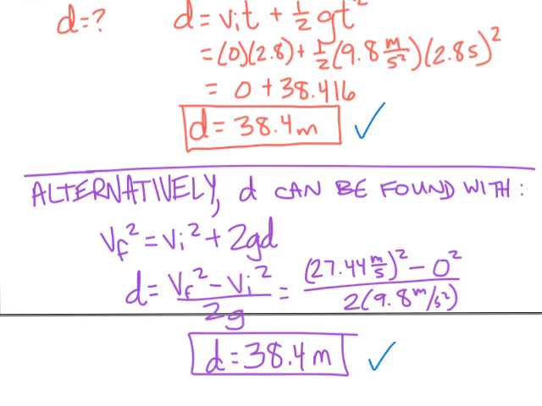So when you're taking your test, if you notice something like this and you have the extra time, go ahead and try both equations and see if your answers are pretty close together. It's a really good indicator that you've done the problem correctly. It's just an extra way to check your work.